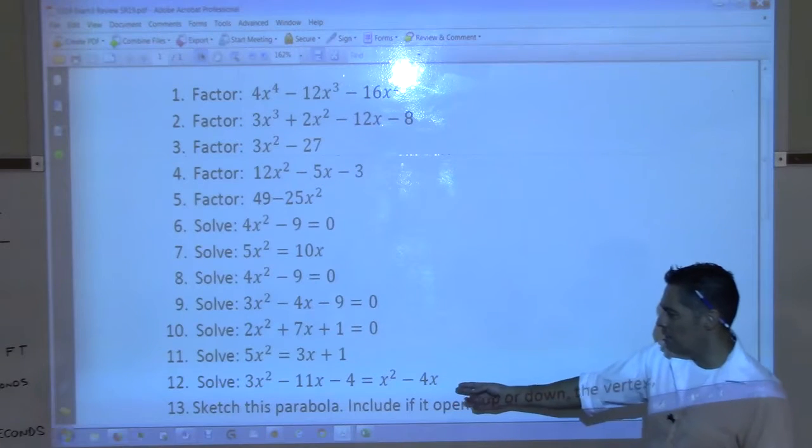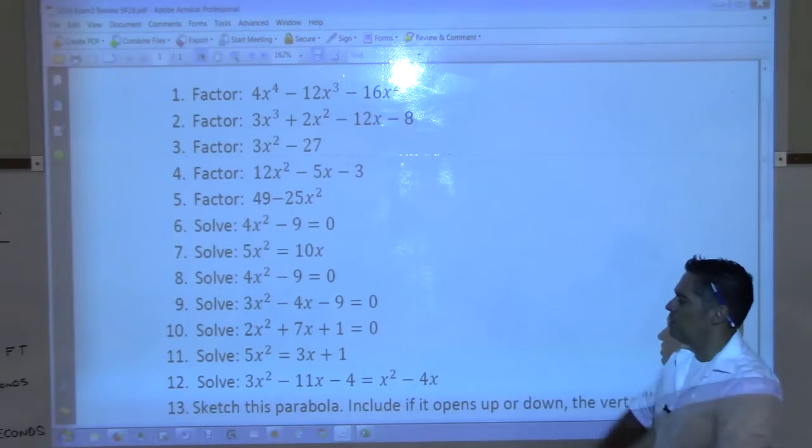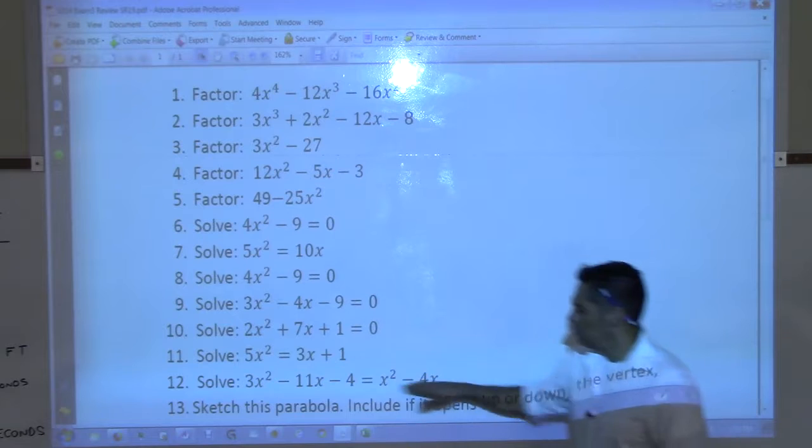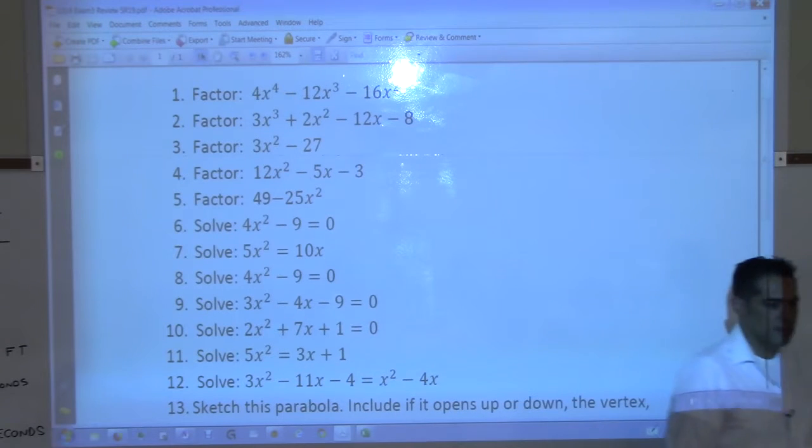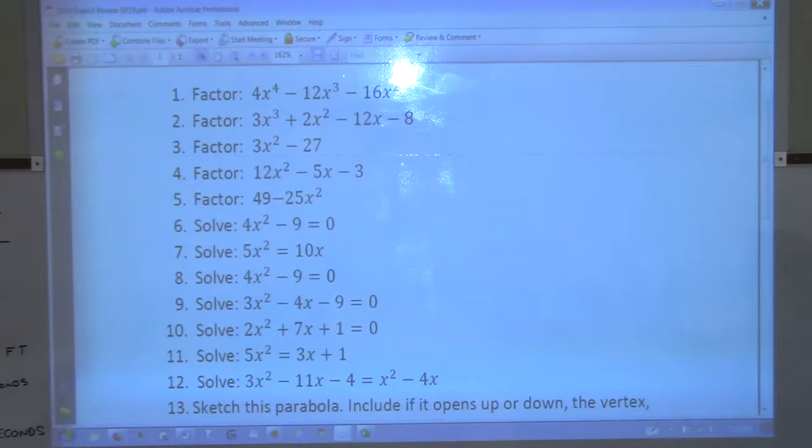This one just looks ugly. Move everything over to one side. Combine like terms, it'll be a quadratic. So this gives you a good flavor for what to expect on the test, all right?